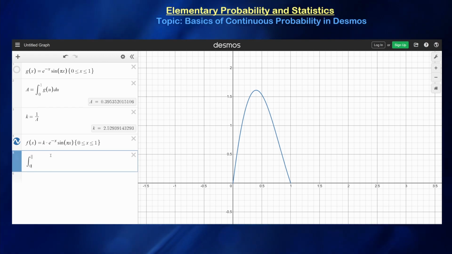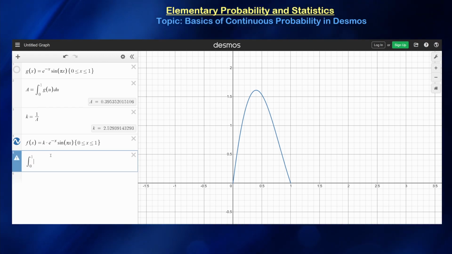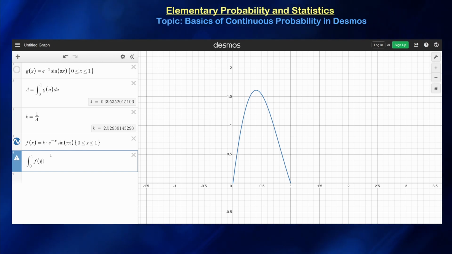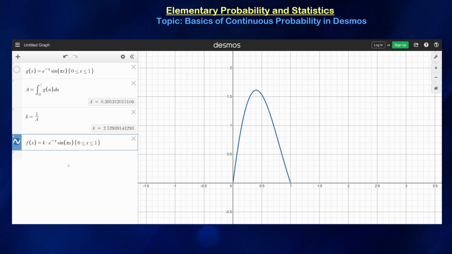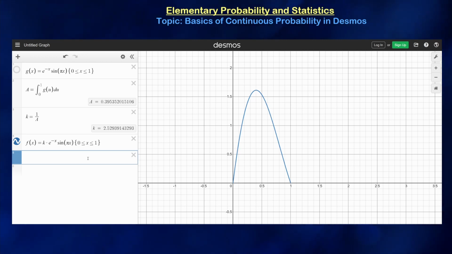Now let's see if the integral from 0 to 1 is the same. So if we integrate this function from, let's use another dummy variable like v, then we clearly see that the area under this blue curve is equal to 1, which therefore proves that this function f is a probability density function. So that's wonderful. Now that we have a probability density function, we can start defining things and treating this like a random variable and doing some word problems and stuff like that.